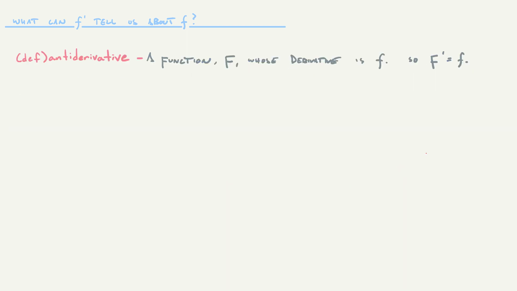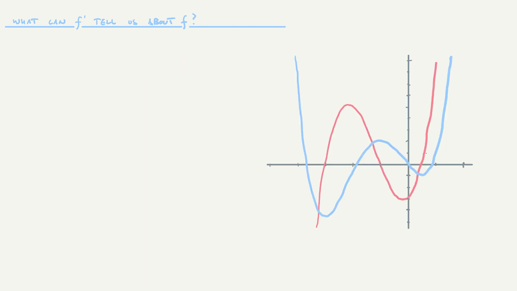And it has a very simple definition. It says that an antiderivative is a function, capital F, whose derivative is lowercase f. So capital F prime is equal to f. So oftentimes you're going to be given a graph of f of x, and it might say graph the antiderivative. And that's just another way of saying here's a derivative, graph the base function, graph the original function.